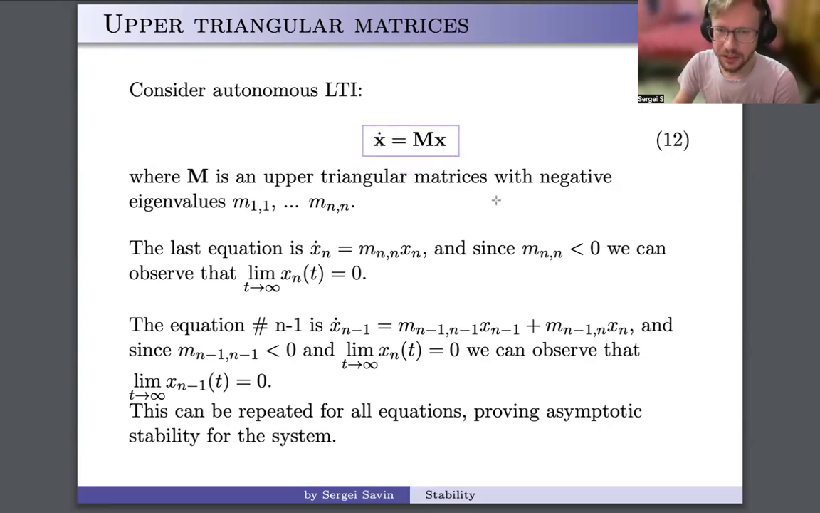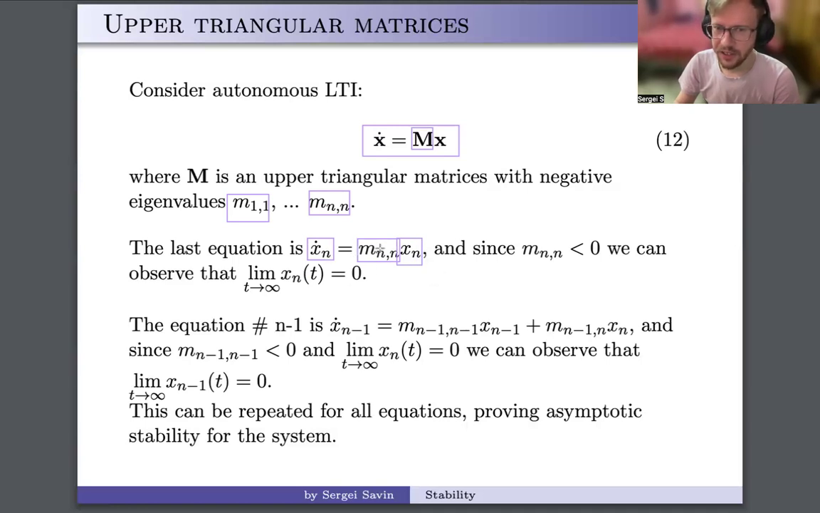So let's consider this system with upper triangular matrix M. Let's assume that the eigenvalues, so elements on the diagonal, are negative. We call them M11, M22, up to Mnn, so elements of the diagonal numbered like that. Let's consider the last equation in this system, which goes like this: x dot sub n equals M sub n, the last element of the diagonal, times xn.